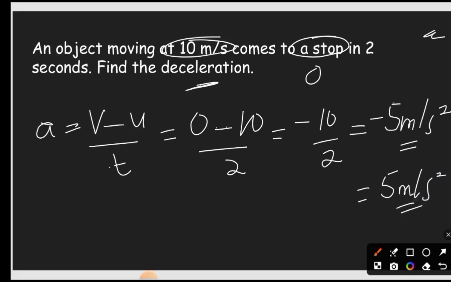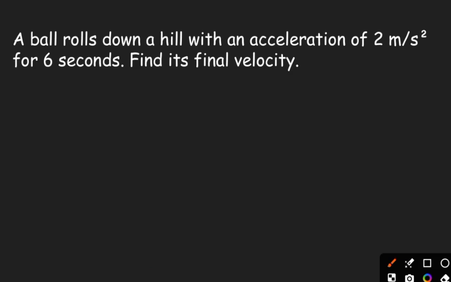Another word for deceleration is retardation. So when you see deceleration or retardation, you take the negative from your answer. Assuming the question still said find acceleration, the answer would have been negative 5 meters per second squared. So try this. A ball rolls down a hill with an acceleration of 2 meters per second squared. Find its final velocity.